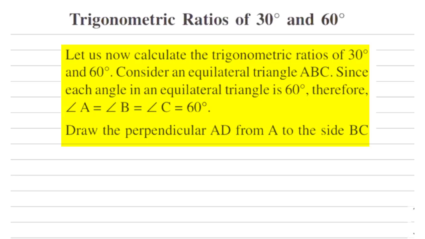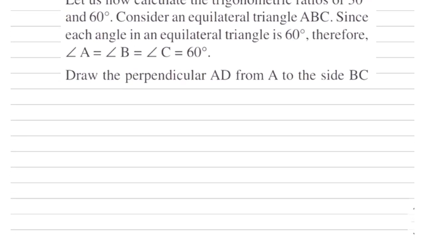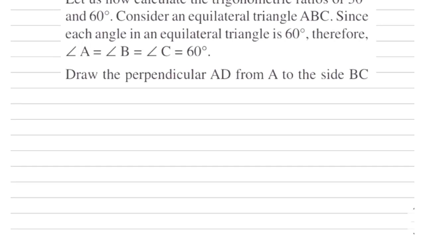Trigonometric ratio of 30 degree and 60 degree. Let us now calculate the trigonometric ratio of 30 degree and 60 degree. Consider an equilateral triangle ABC. Since each angle in an equilateral triangle is 60 degree, therefore angle A is equal to angle B is equal to angle C is equal to 60 degree.